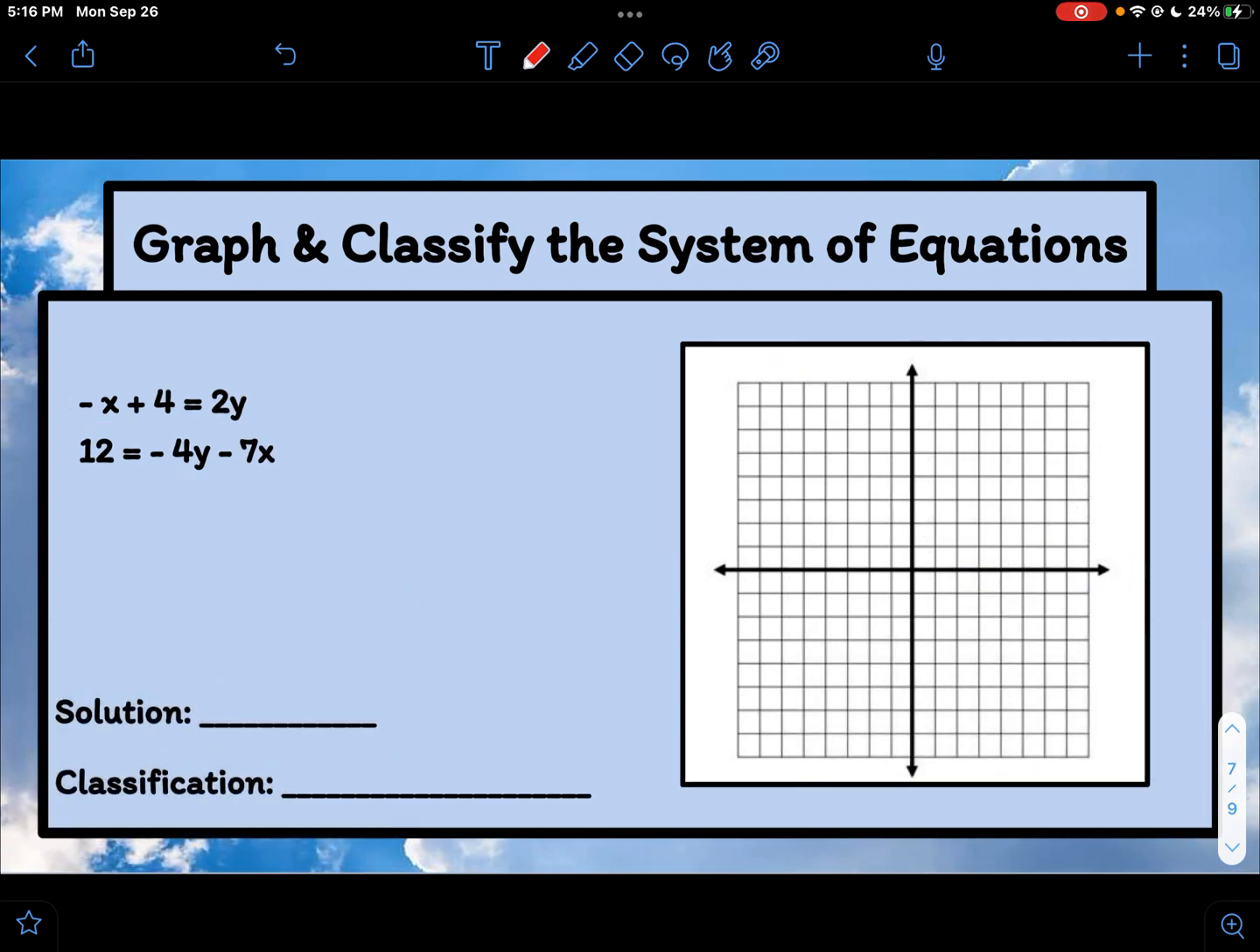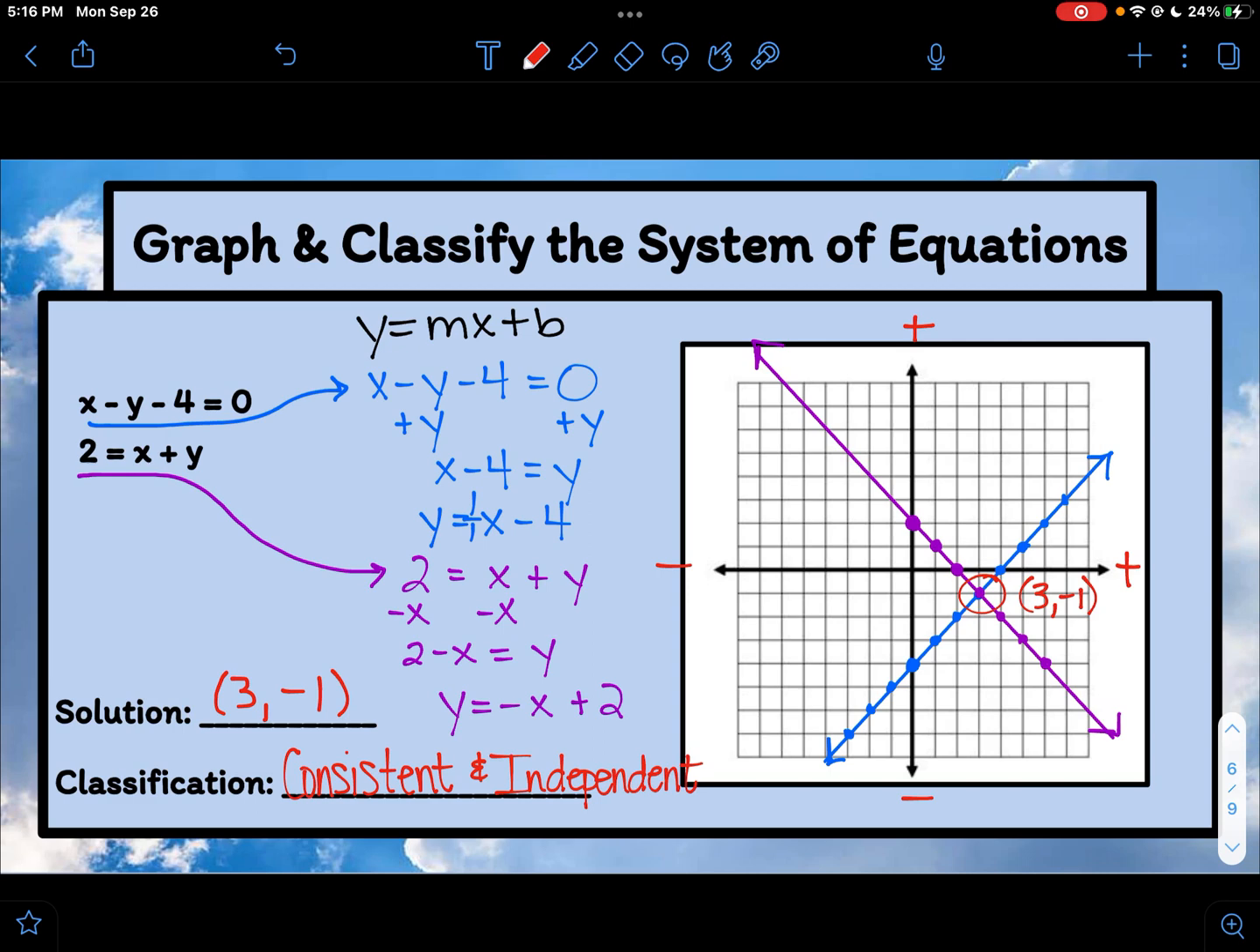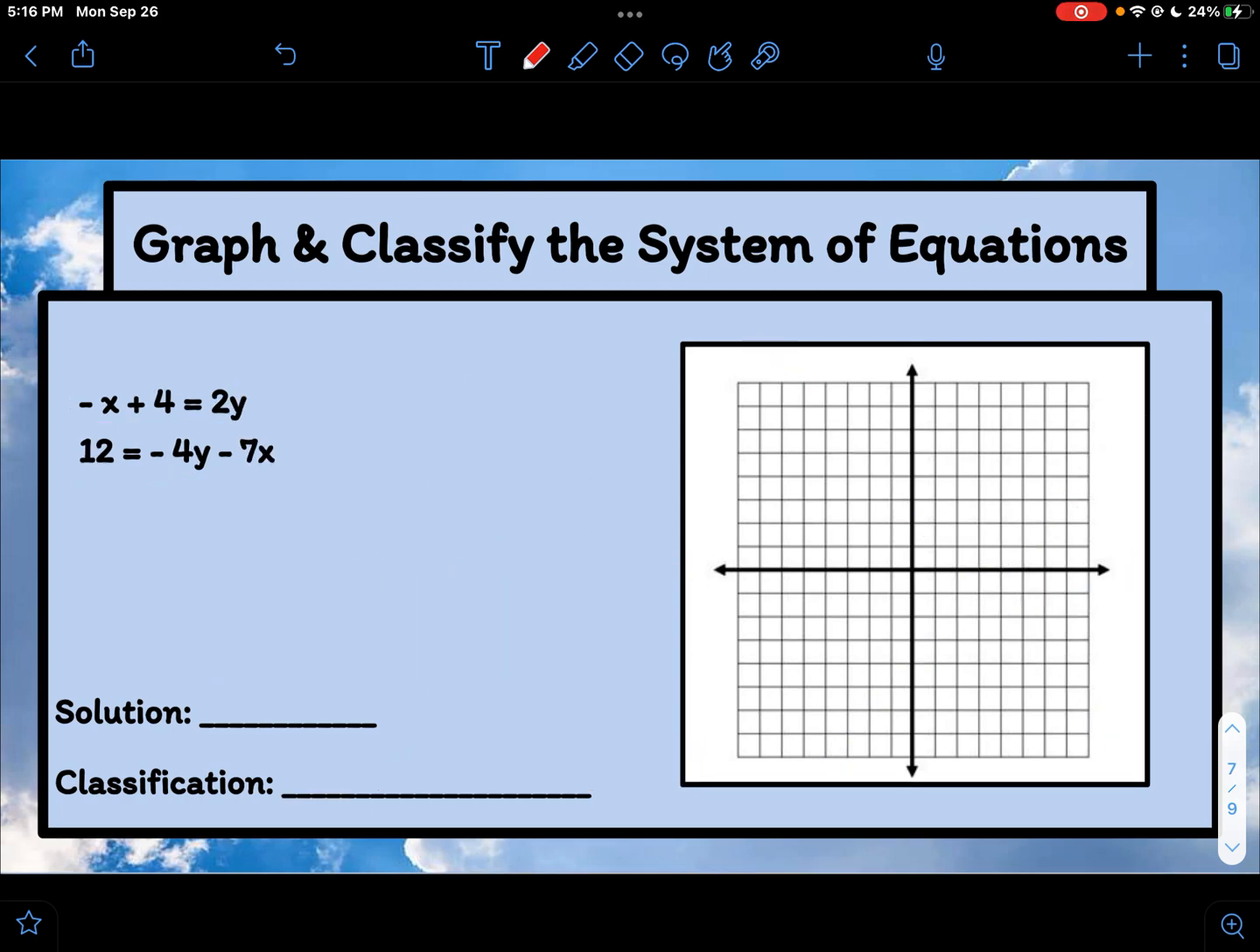All right, let's talk about it. So I'll give you a second to get caught up. So there's that: one solution, consistent, independent. Got it. Next one.